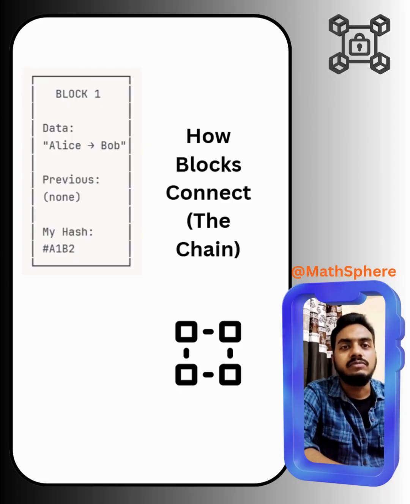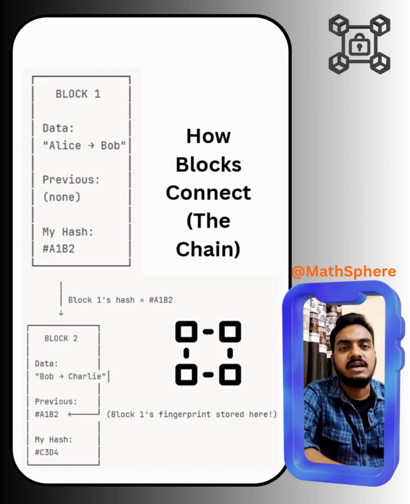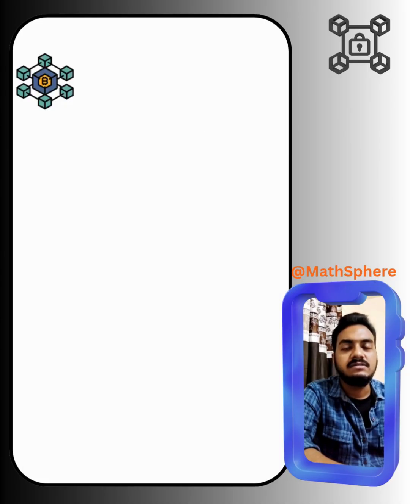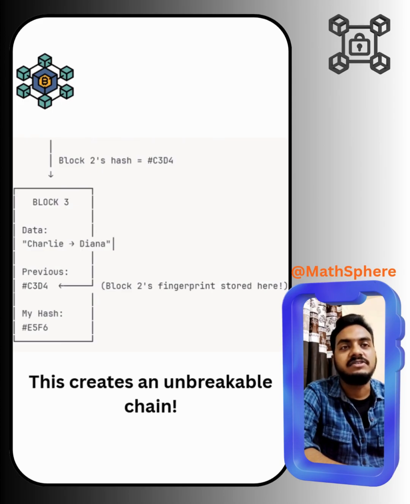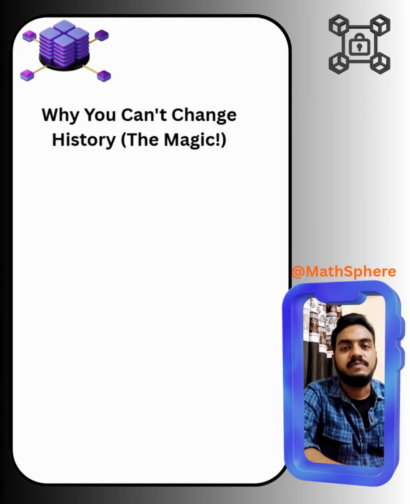For this block, we have a fingerprint like hashtag A1B2. Now, block 2 contains the data that Bob sends money to Charlie. You can see here, under the previous section, it is written the fingerprint of the previous block. And for this current block 2, the hash, or the fingerprint, is hashtag C3D4. So this is how the blocks are connected. Similarly, block 3 contains the fingerprint, or the hash value, of the previous block. So this is how we create an unbreakable chain. Now the last part is why you can't change the history. This is the magic of the blockchain and the power of mathematics as well, I would say.